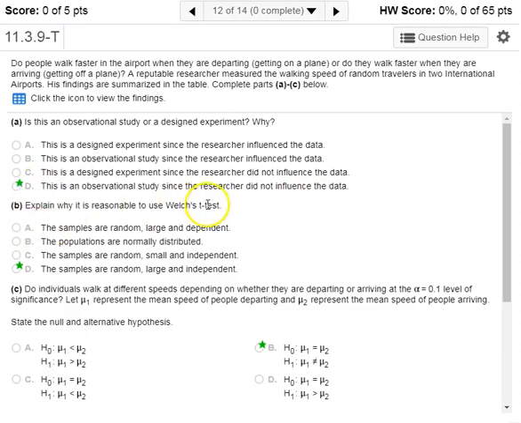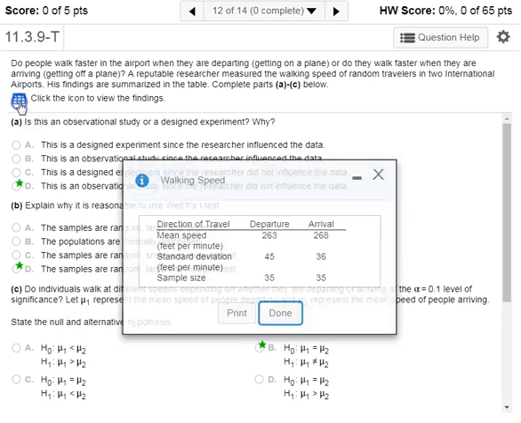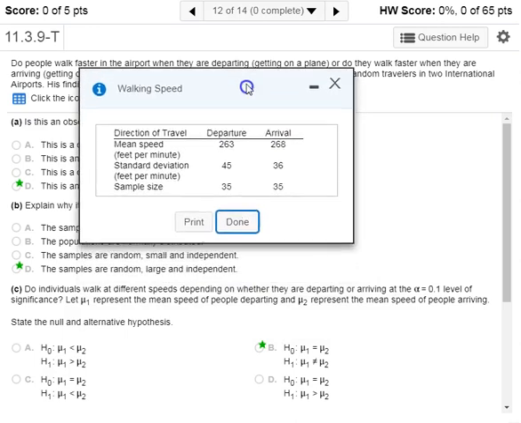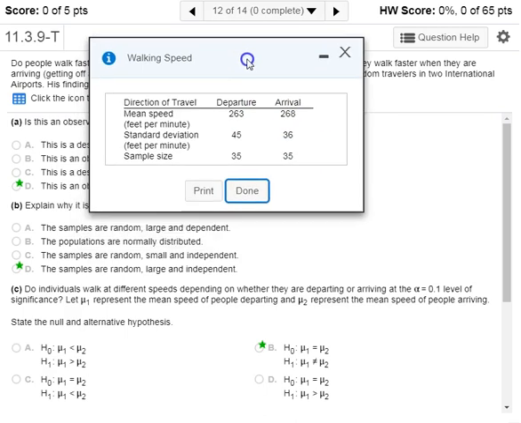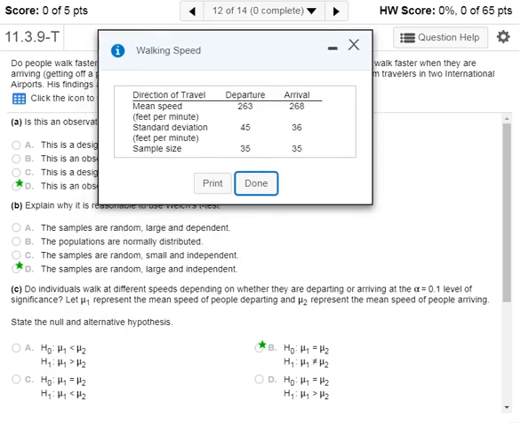And as far as Welch's t-test, we have random samples here, just random people in the airport. They're large samples and they're independent. One person's walking speed is not going to affect the next person. And you can see our data here. Our sample sizes are 35 here. They're both large enough. And so we're going to go into StatCrunch and use this summary data to conduct our hypothesis test.